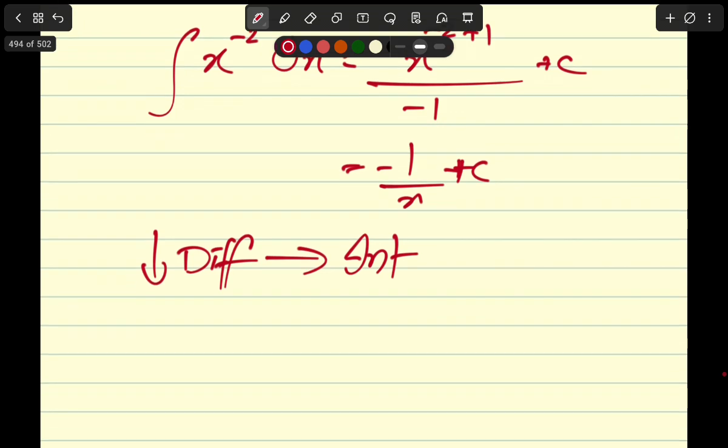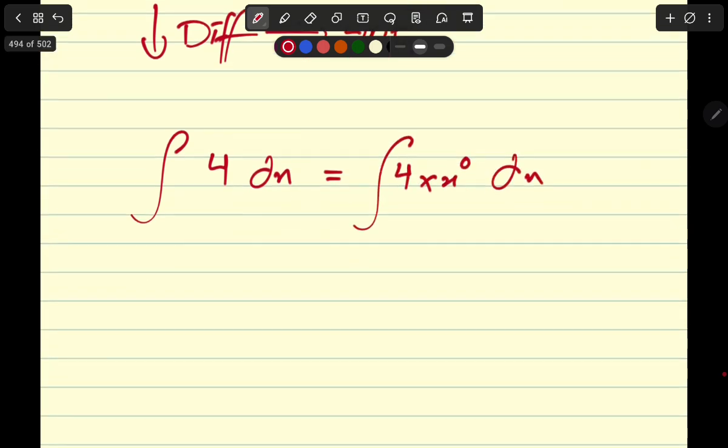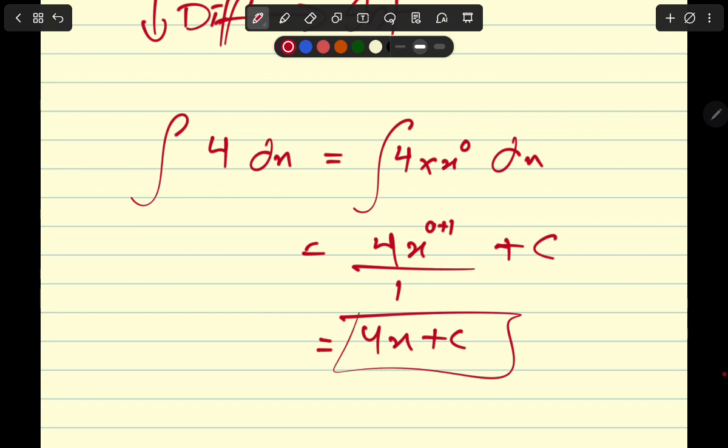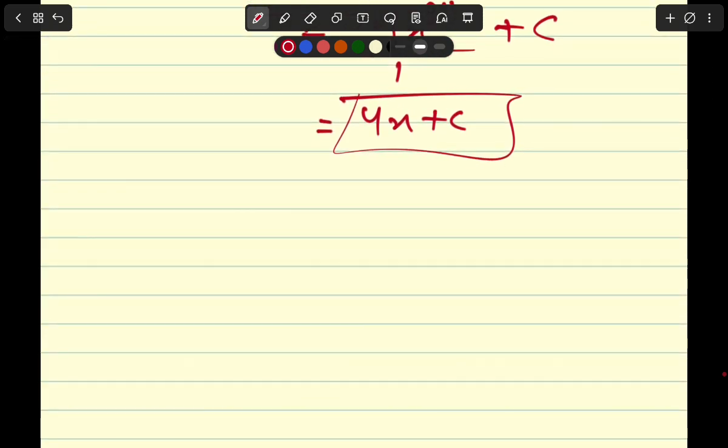What happens if there are constants, fractions, several terms together? What if you are integrating 4 with respect to x? You are integrating a constant. So remember, 4 has got a 1 which can be represented as x to the power of 0, right? And now you do the same. So for x, 0 plus 1 upon new power, which is 1, and plus c. So 4x is going to be the original function, for a constant 4, right?